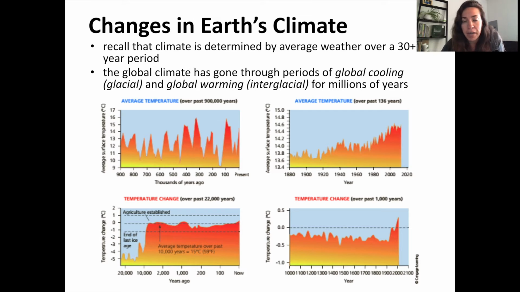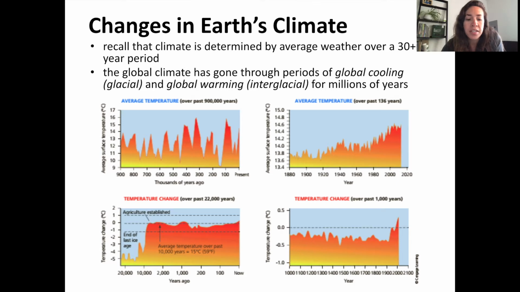Changes in Earth's climate, however, is what we're experiencing right now. And all of this is going to be happening in the troposphere, right? So that lower level of the atmosphere. Recall from Unit 3, I think, that climate is determined by average weather over a 30-year period.